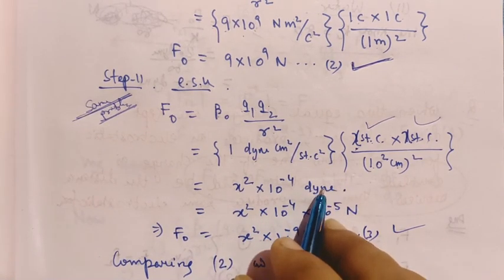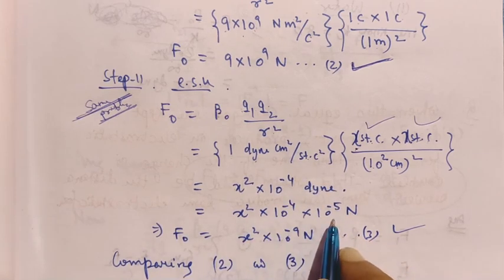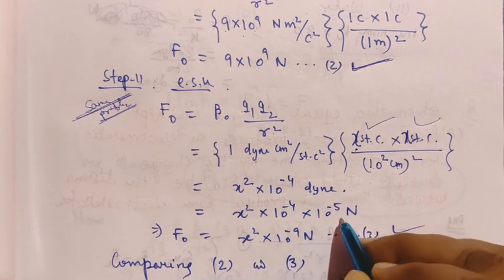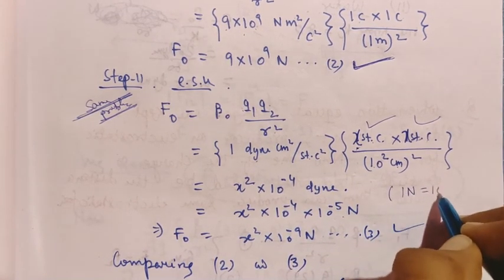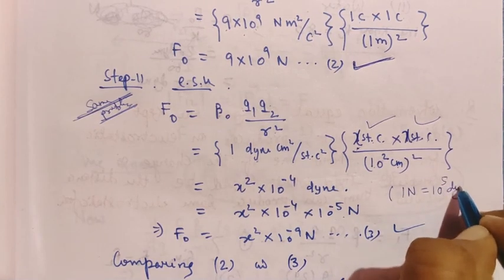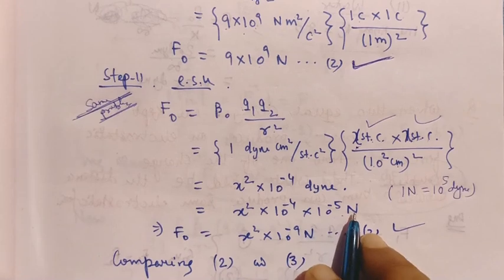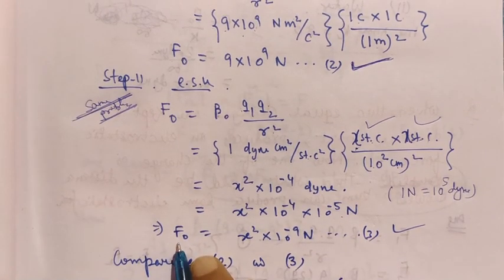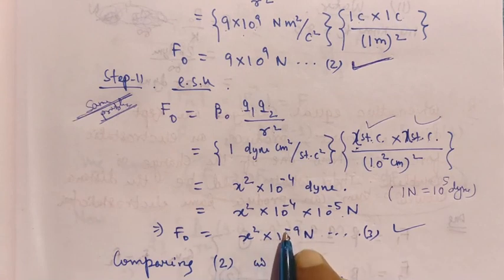This is CGS unit. Now we are interested to convert this value into SI unit. How is dyne converted to Newton? In 11th class you know that 1 Newton is equal to 10 to the power 5 dyne. So 1 dyne will be how much? 10 to the power minus 5 Newton. So the answer is F naught is equal to x square into 10 to the power minus 9 Newton.